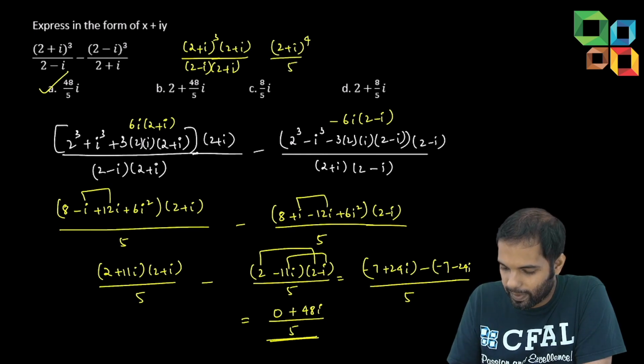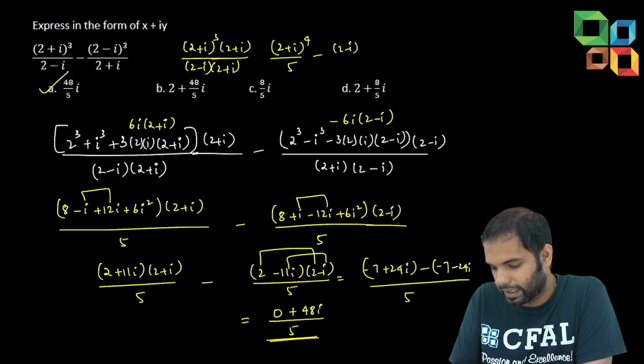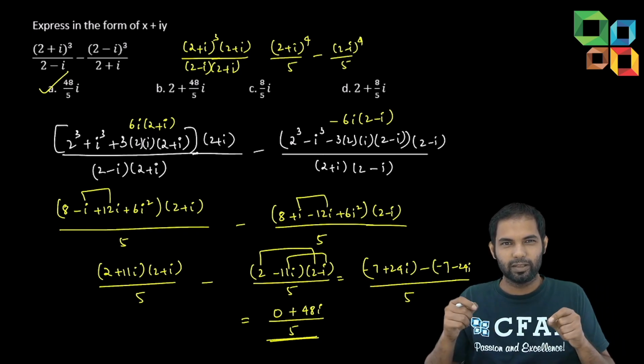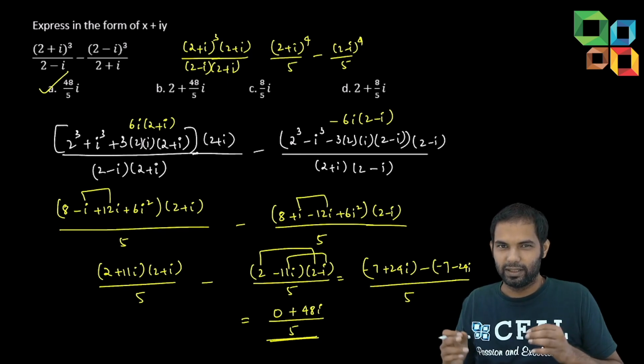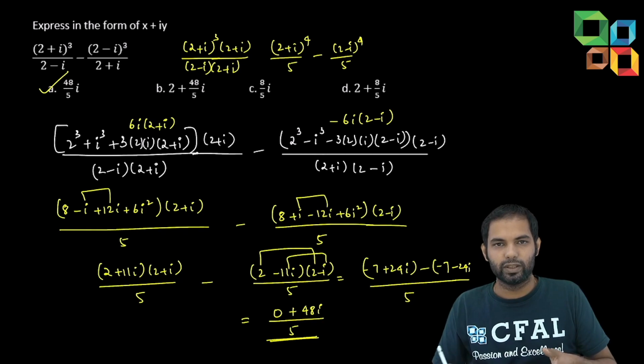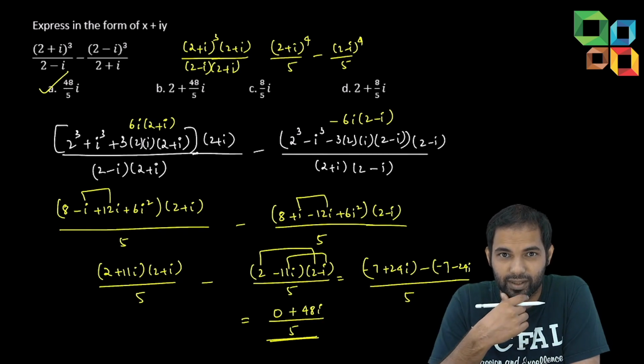On a similar plan, right? The second part, you can see we can do the similar thing, which is (2 minus i) whole power 4 by 5. So if you know the binomial theorem, it becomes much easier and the terms get cancelled much faster, right? So you'll directly get your answer. Or else you can always use this. You can separately figure out and multiply with the conjugate and get your answer.